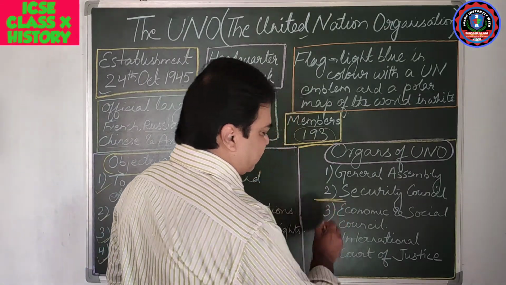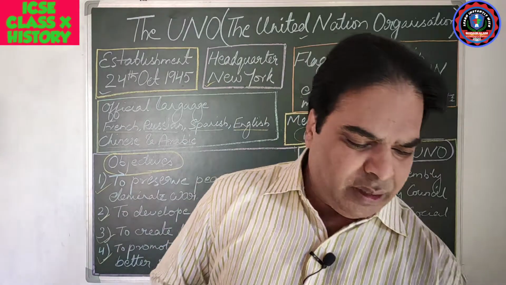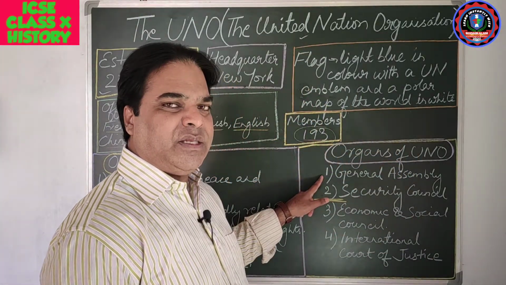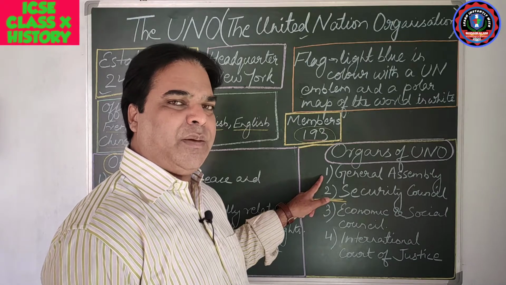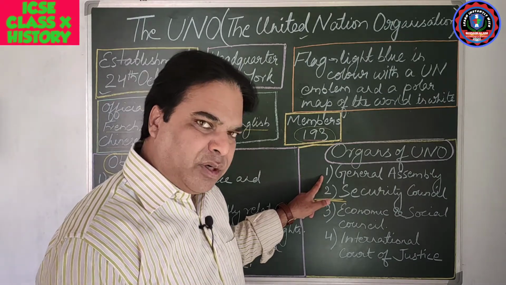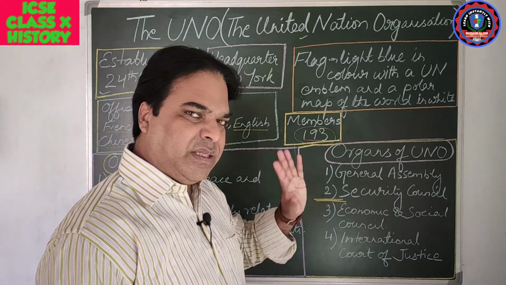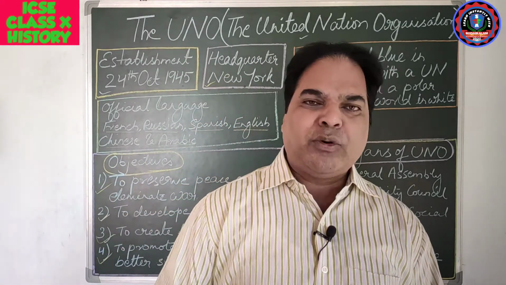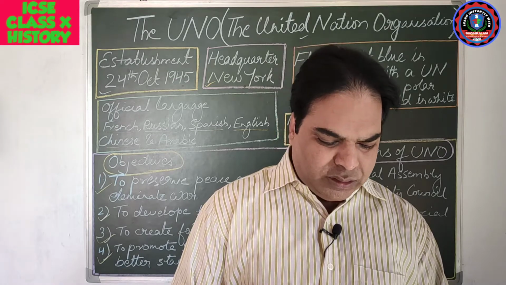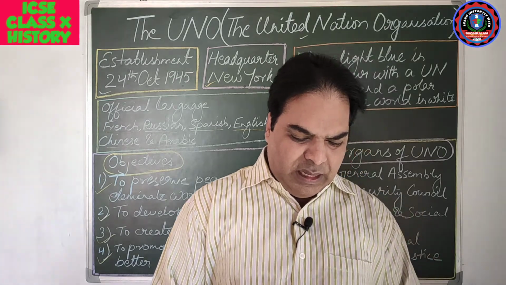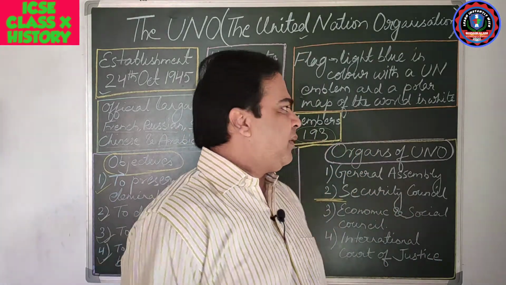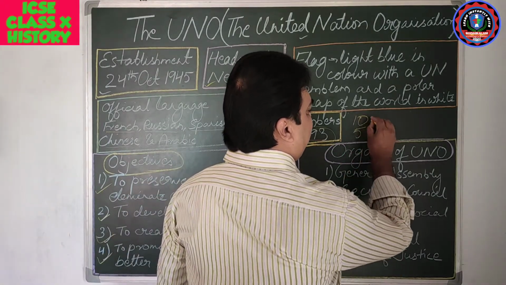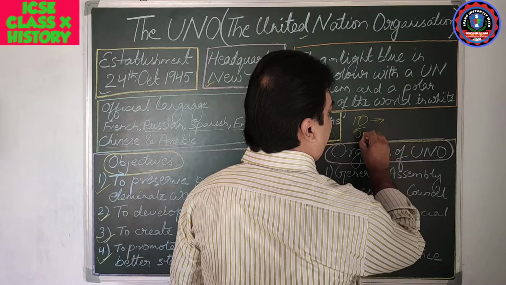Number two, the Security Council. Here we discussed the composition of the General Assembly: it is composed of all the members of the United Nations. Now, the Security Council is composed of 15 members. How many members? 15 members. Out of 15, 10 and 5 are allotted, where 5 are permanent.